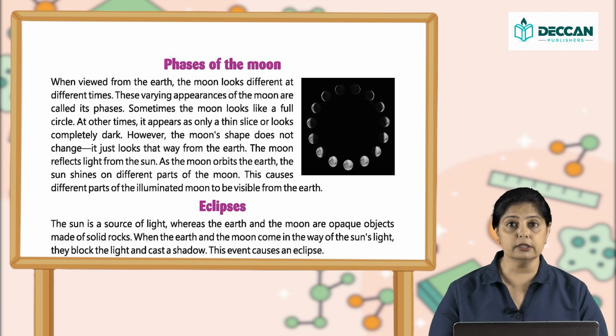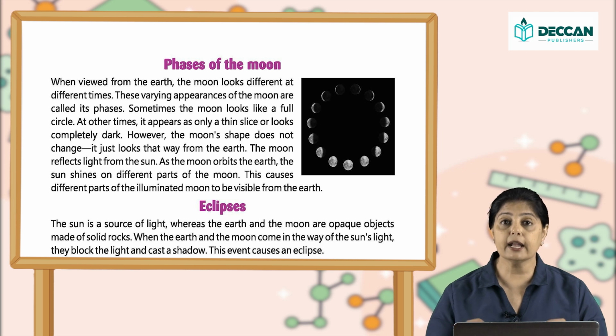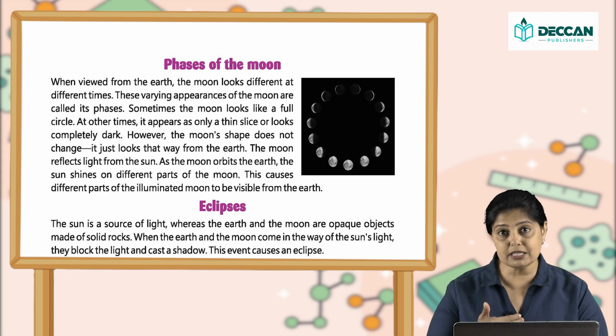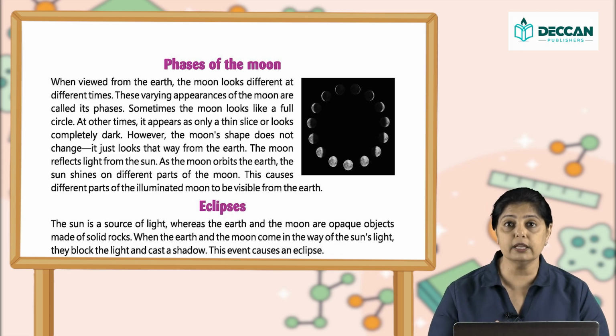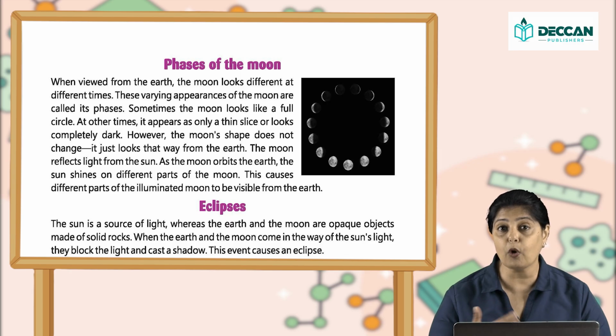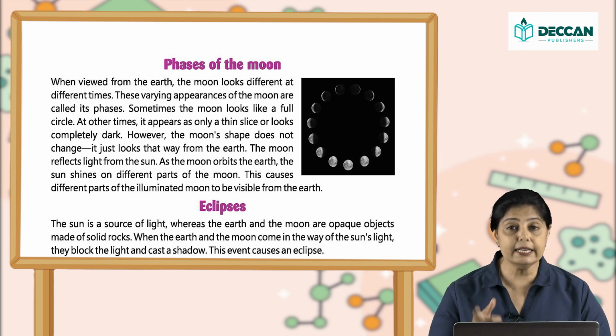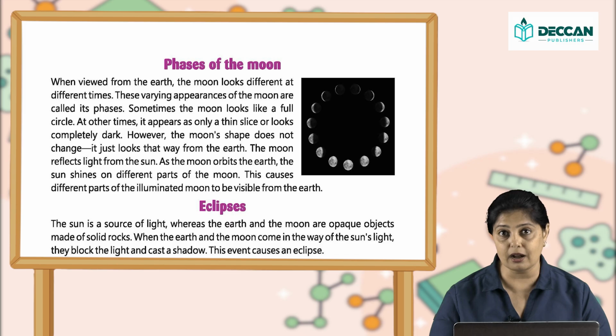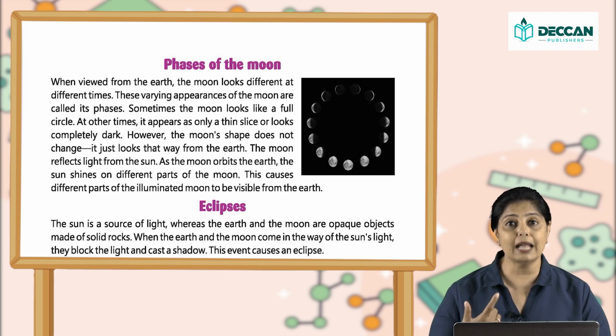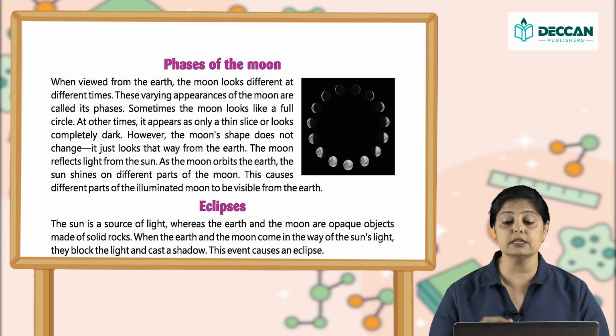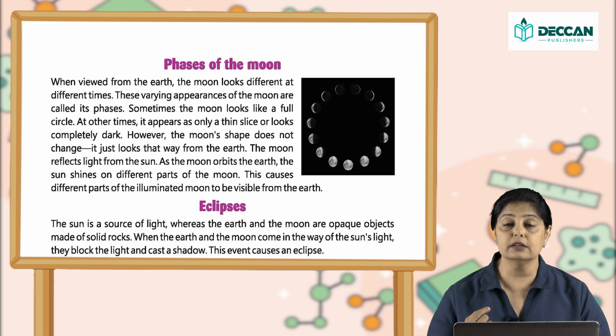So, when the earth and the moon come in the way of the sun's light, in between the sun's light, they block the light, and hence what happens, children? When the light gets blocked, a shadow is cast. So that casts a shadow. This event causes an eclipse to happen.